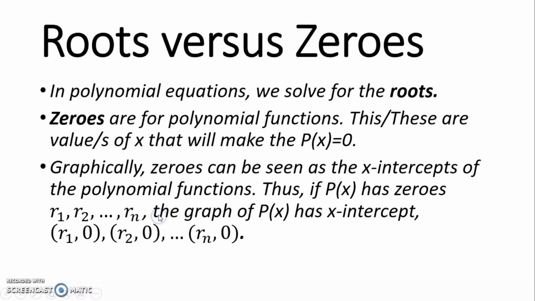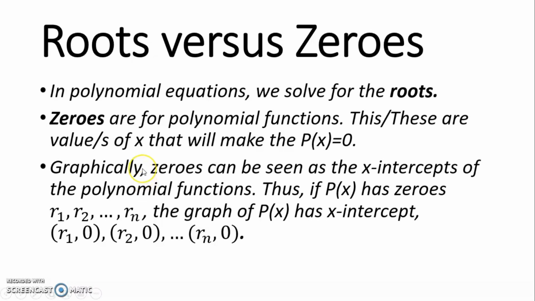So let's compare the two. So again, in polynomial equations, we solve for the roots. This only means that if we are talking about the roots, we are dealing with polynomial equations. Zeros are for polynomial functions. So when we talk about zeros, it means that we are dealing with polynomial functions. So as defined a while ago, these are the value or values of x that will make the function p of x, f of x, g of x, or whatever the polynomial function name is, equal to 0.